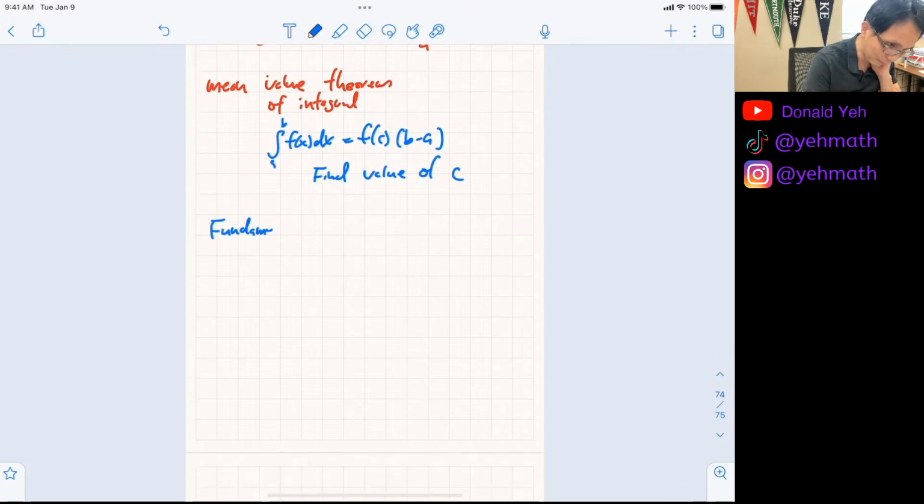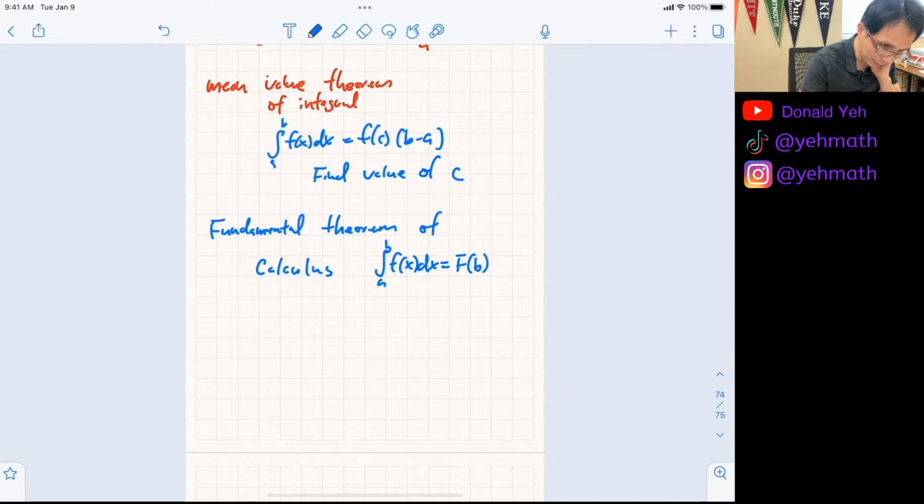Fundamental Theorem of Calculus. Now you did this for the last few days: the integral of f of x dx between a and b is equal to big F of b minus big F of a. Do you see that I just change from lowercase to capital, then insert b and subtract a? Now I'm going to talk about Fundamental Theorem of Calculus part 2.